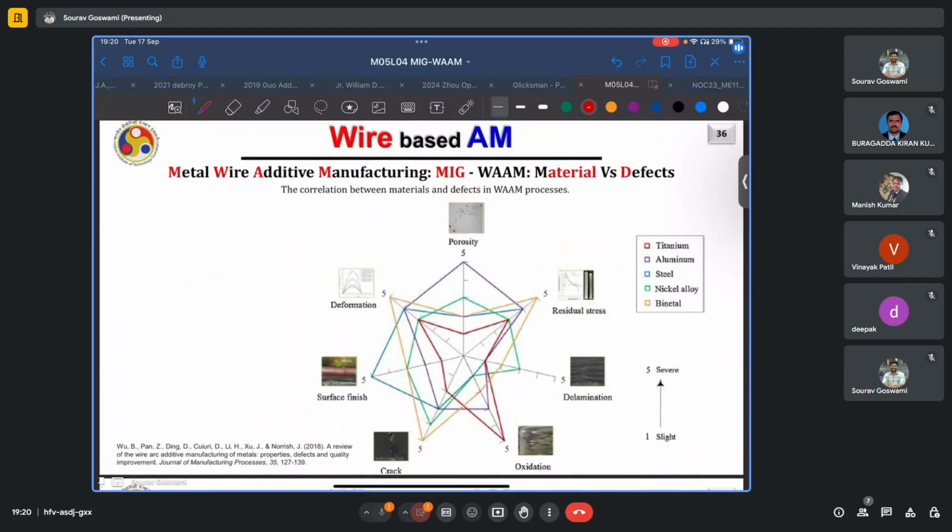The susceptibility of various materials to these different classes of defects is also plotted here in a very useful diagram. So if you're working with titanium or a titanium alloy, you're mostly susceptible to oxidation, whereas the chances for delamination are low. Chances of cracking are intermediate, whereas the presence of residual stresses and the propensity for deformation are on the higher side.